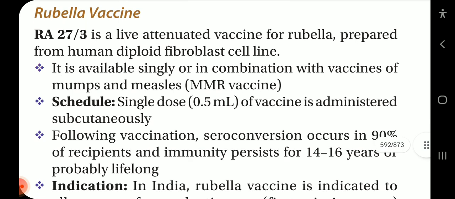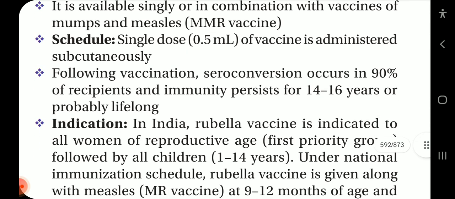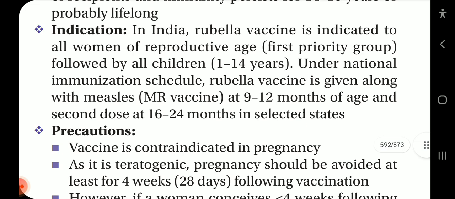Rubella vaccine RA27/3 is a live attenuated vaccine for rubella prepared from human diploid fibroblast cell line. It is available singly or in combination with vaccines for mumps and measles, the MMR vaccine. Schedule: a single dose of 0.5 ml of vaccine is administered subcutaneously. Following vaccination, seroconversion occurs in 90% of the recipients and immunity persists for 14 to 16 years or probably lifelong.